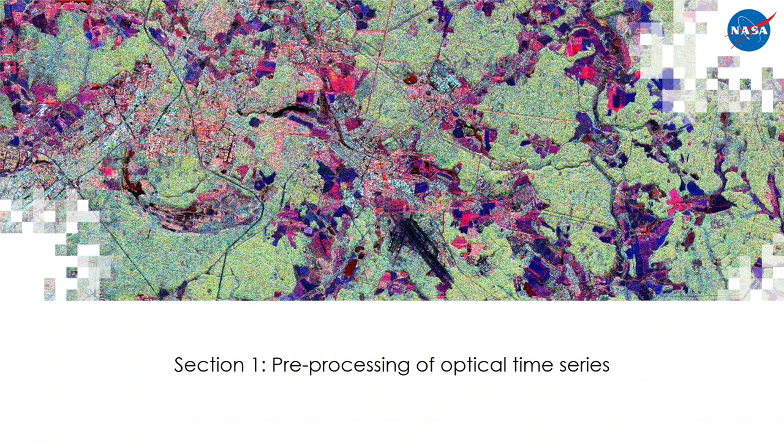Welcome everybody, my name is Fabrizio Ramoino. I have worked at ESA ESRIN since 2011 as an optical and thermal data exploitation expert. And I would like to present to you how to process Sentinel-2 data using the ESA SNAP software in order to retrieve biophysical variables and radiometric indices for vegetation.